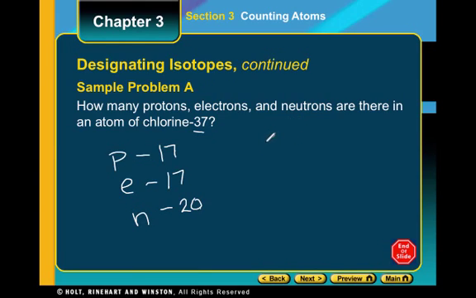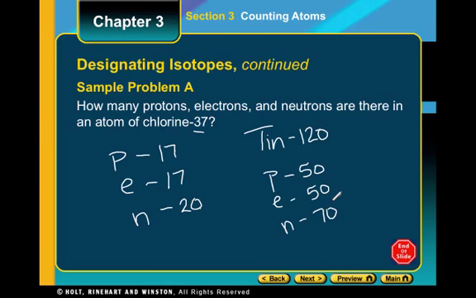I don't know. Carbon 14. Let's pick hydrogen. 10, 120. So it'd be 50 protons. Yep, 50. 50 electrons. 70 neutrons. Does everyone understand where we get that?